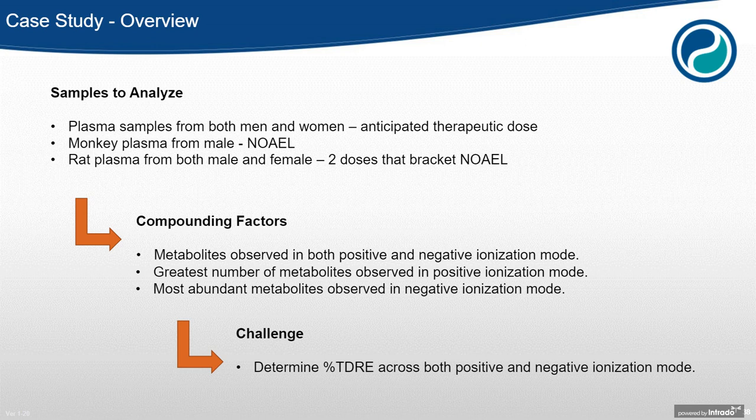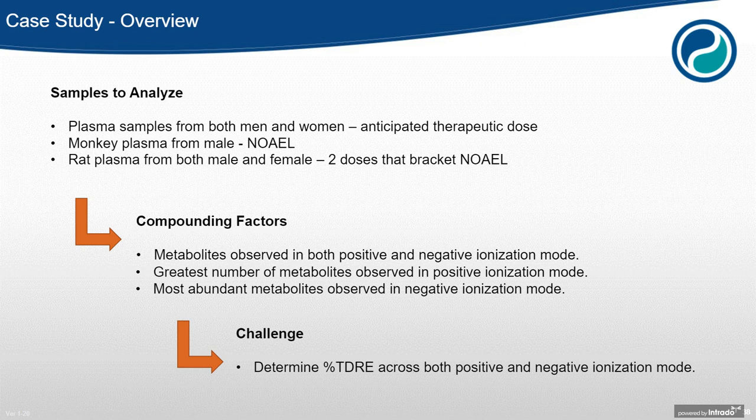So I wanted to go through a brief case study. Here, we had a client that came to us. They wanted us to analyze samples from both human men and women at the anticipated therapeutic dose, compare it with the no adverse effect level plasma from monkey, and then plasma from both male and female rats for doses that bracketed the NOAEL, which was no longer available.